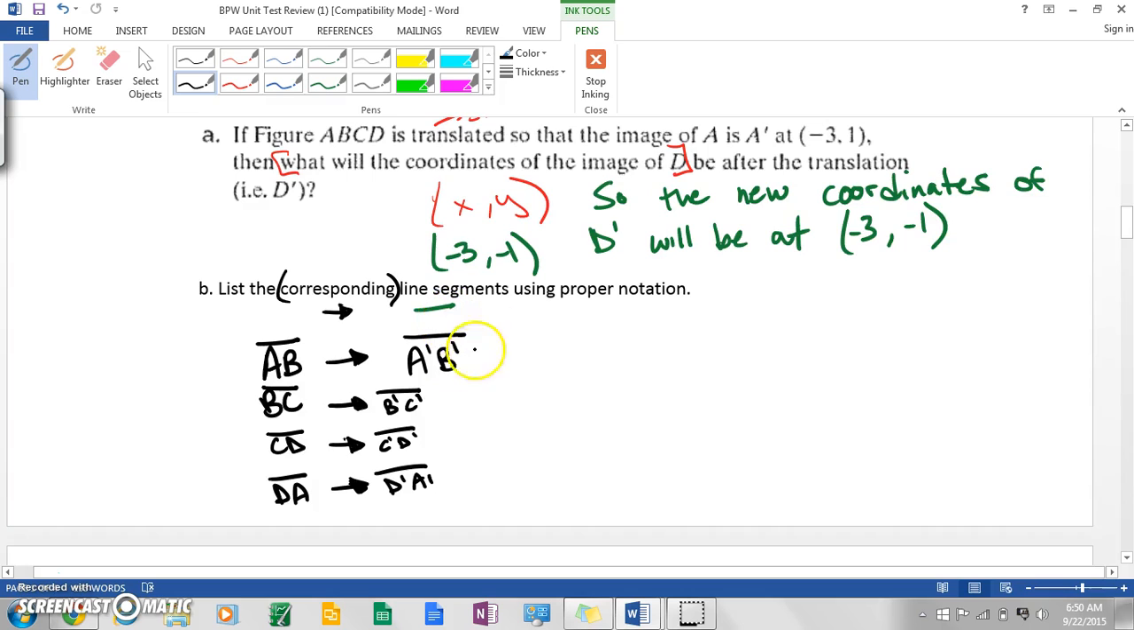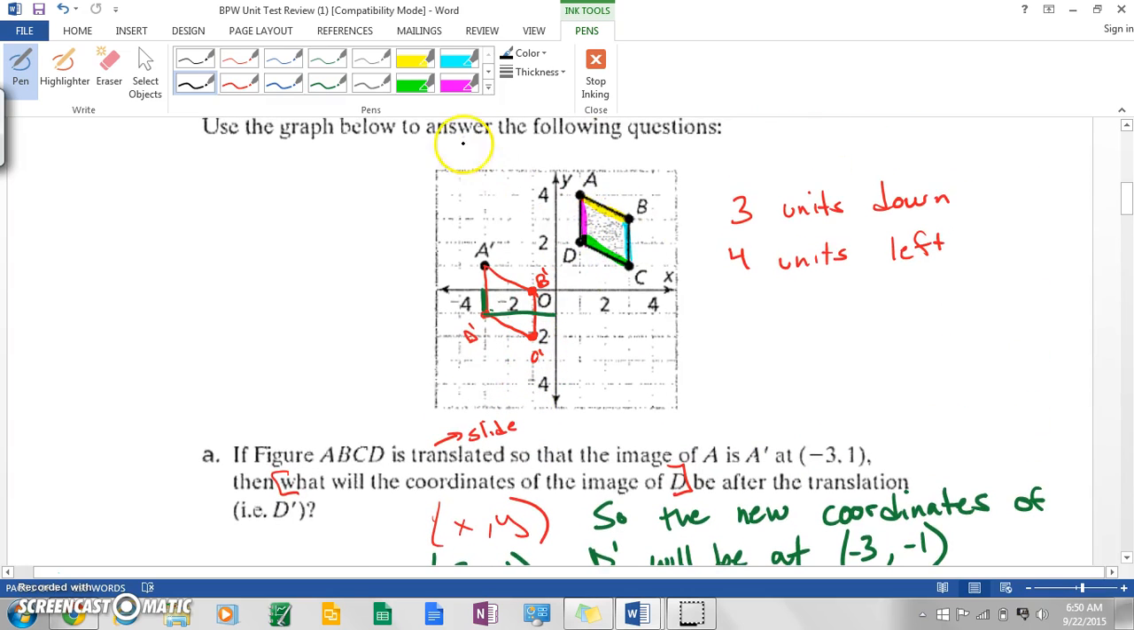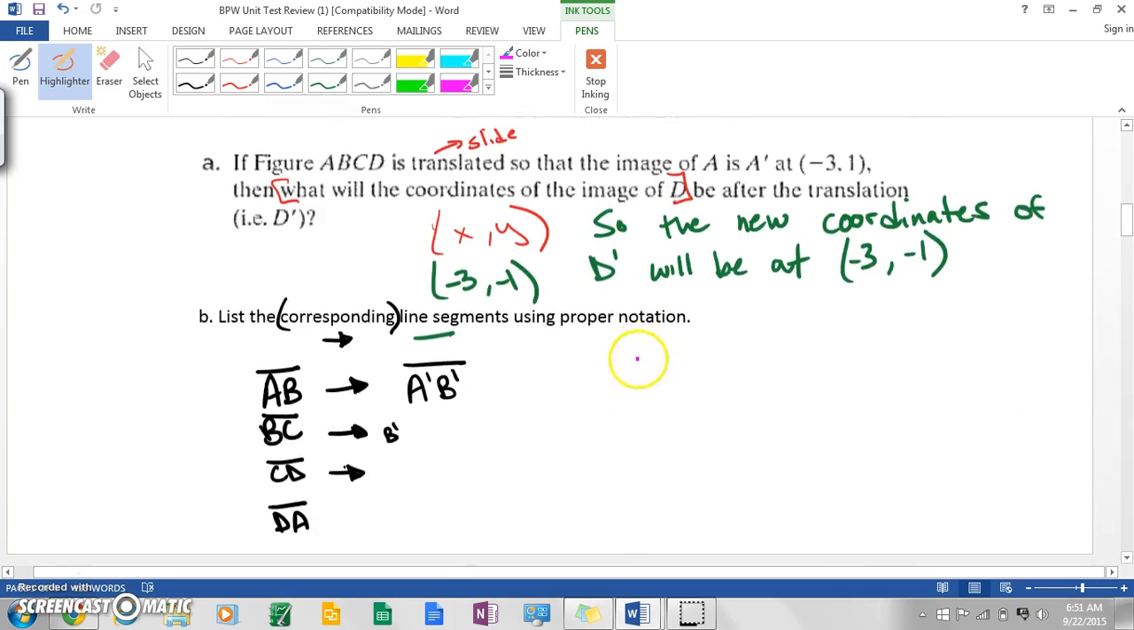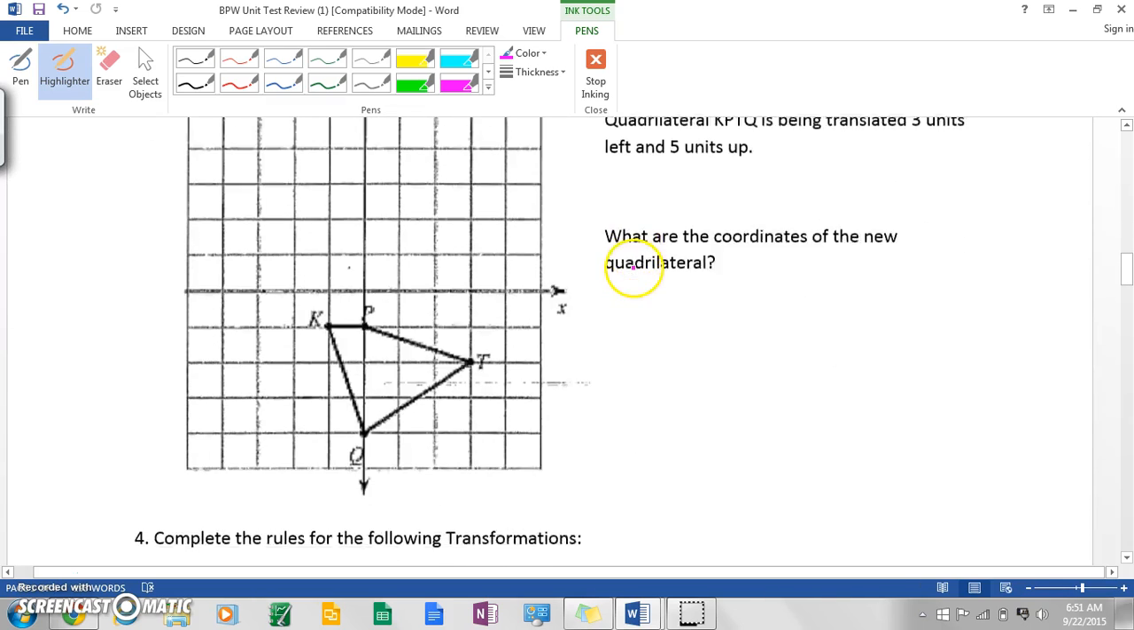So these are just showing that nothing changed here, that this line segment here at AB matches up with A prime, B prime, B to C matches up with B prime, C prime, C to D matches up with C prime, D prime here, and then the last one is D prime to A prime there. Let's move down.